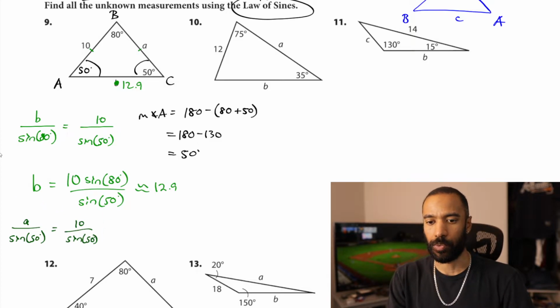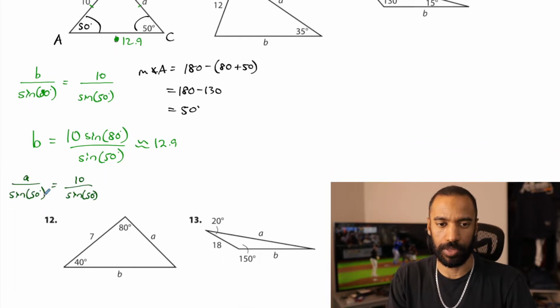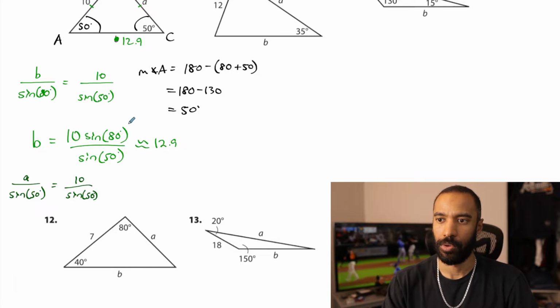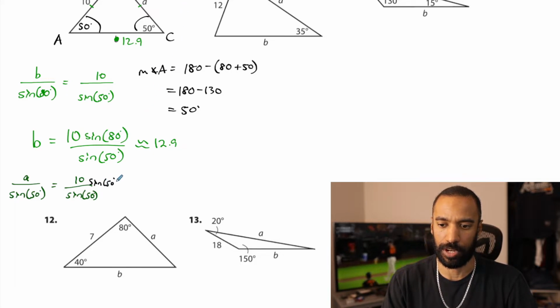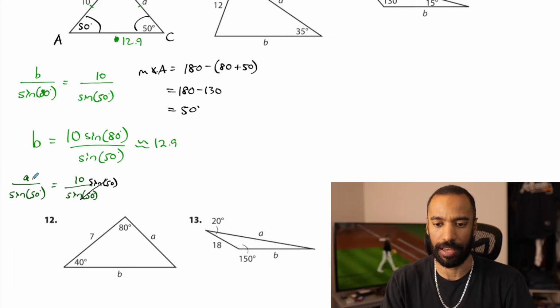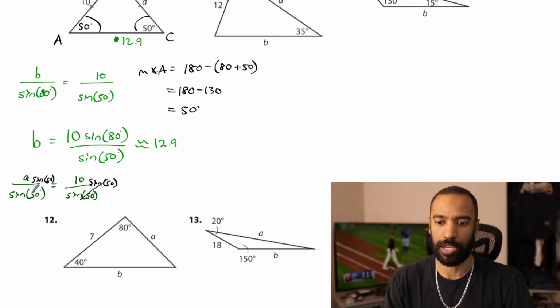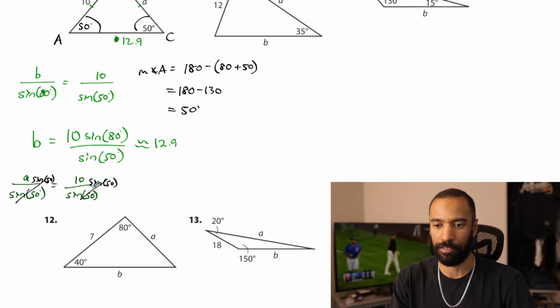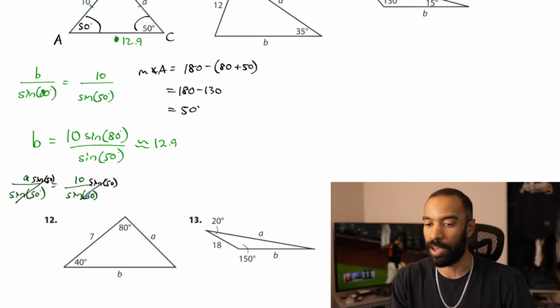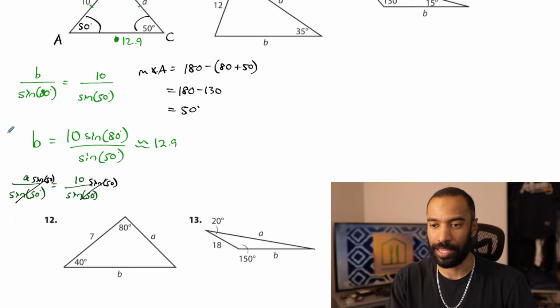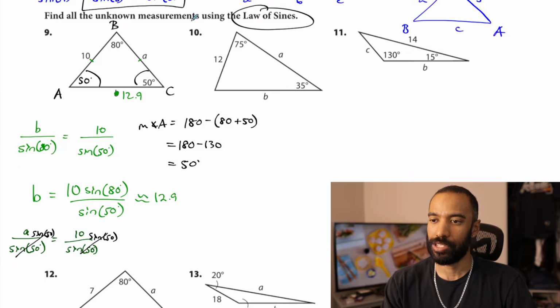Now, as we're setting this up, you may realize that both of these are dividing by the same value. So if we multiply both sides by sine of 50, those sine of 50s will effectively cancel out. You will be left with A is 10. You shouldn't be going to the calculator trying to do 10 times sine of 50 over sine of 50. Any non-zero value divided by itself is 1. A is 10 units. And this is solving the triangle.